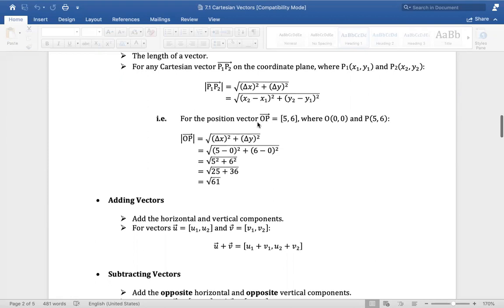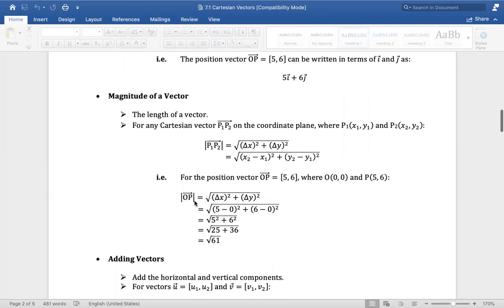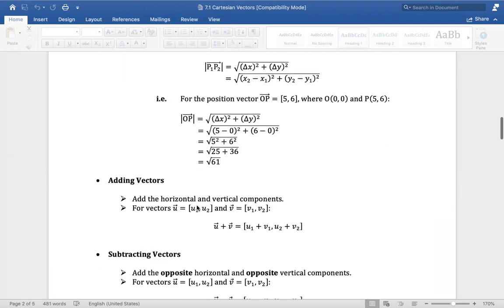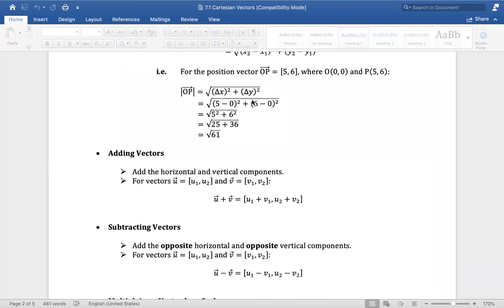Okay, so we have the position vector OP equals 5, 6, where we have the coordinate 0, 0 along O and 5, 6 along P. So to find the magnitude, right? That indicates magnitude, like the absolute value symbol there. I get my differences in my x's and my differences in my y's. So again, it's the second x first, 5 minus 0 squared, and then 6 minus 0 squared. So that's just 5 squared plus 6 squared, which ends up being the square root of 61.